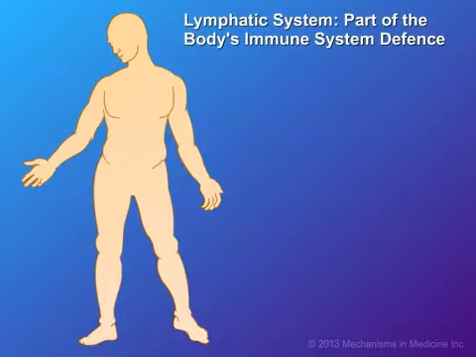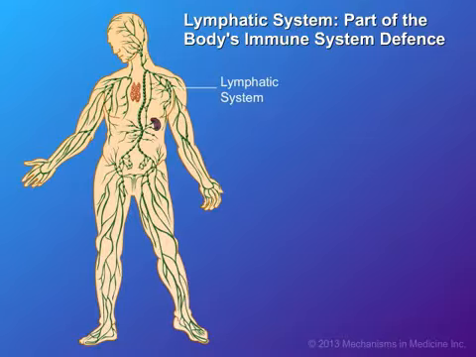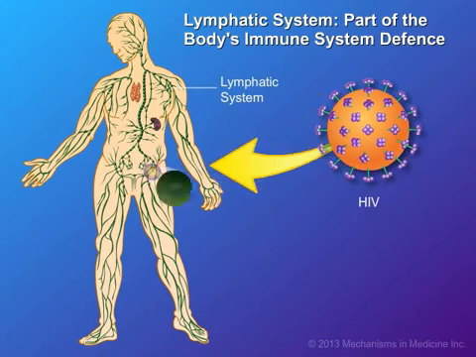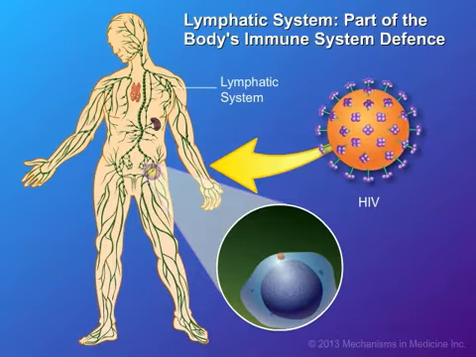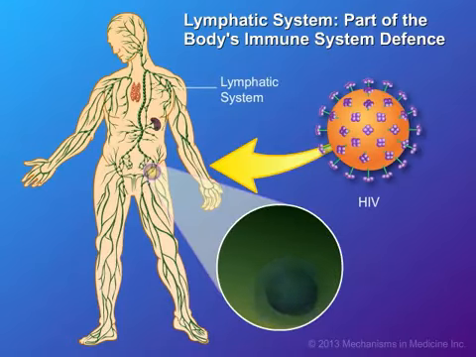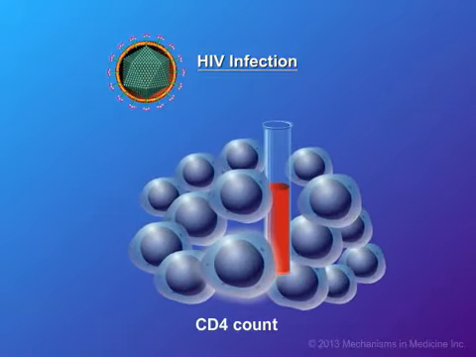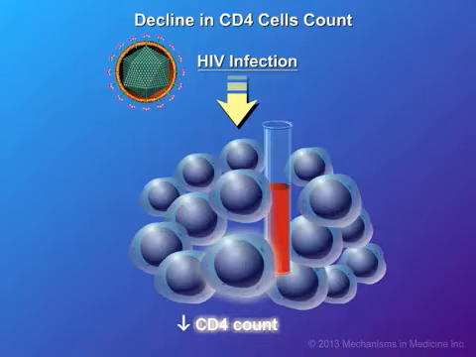The lymphatic system extends throughout the body and is part of the body's immune system defense against infection. When HIV enters the body, it establishes itself in the lymphoid tissue. Circulating CD4 cells are targeted and infected by the HIV virus lying in wait. The result is that the CD4 cell count in the body decreases as infected cells are destroyed by the HIV virus. The characteristic feature of HIV infection is the decline in CD4 cells. As such, CD4 cell counts are commonly used to monitor the progress of HIV infection.